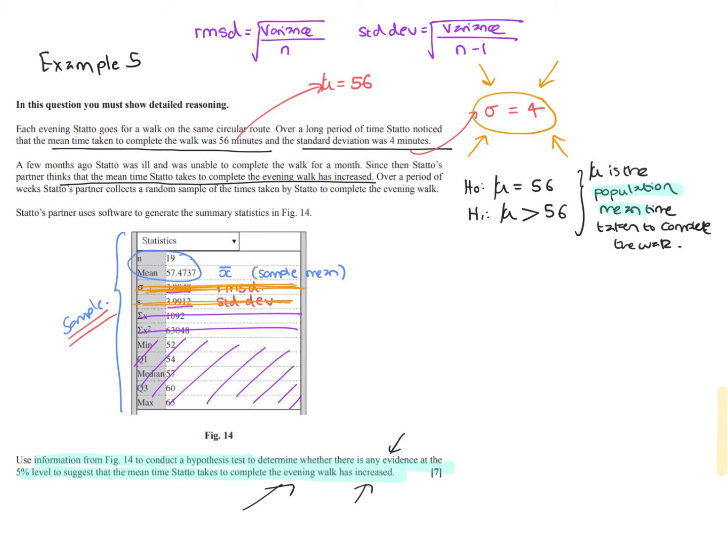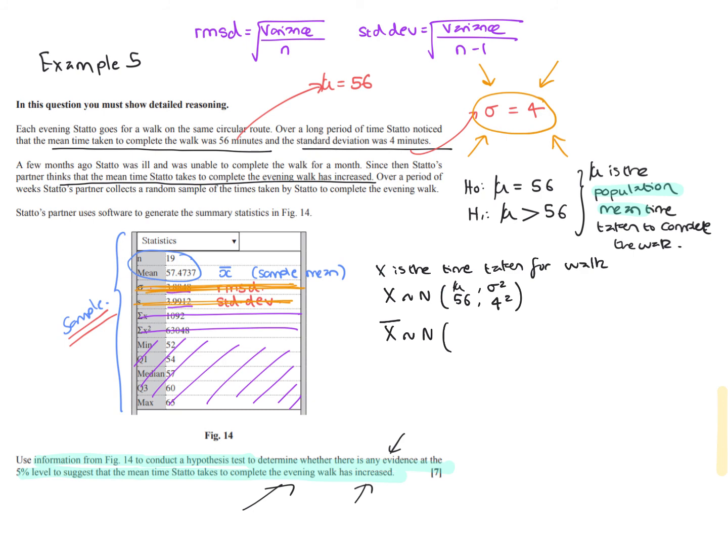Now, let's think about the distribution that we have here. X is the time taken to do the walk, and X has a normal distribution with a mu value of 56 and a sigma squared value of 4 squared, sigma equals 4. But of course, the distribution that we work with is the distribution of the sample means, or the sampling distribution of the means, x bar.